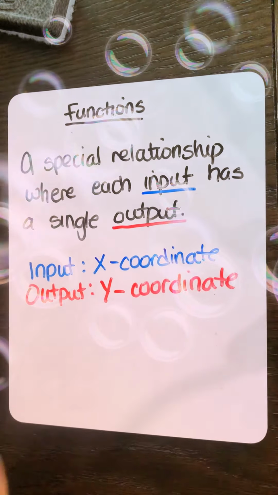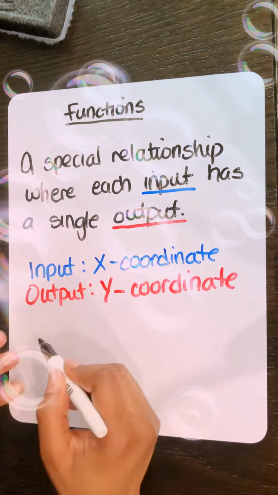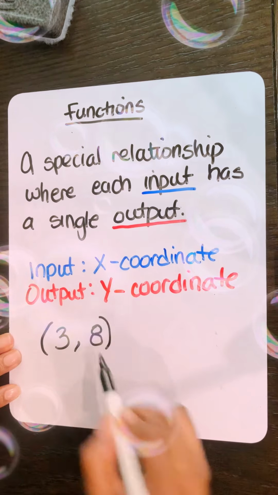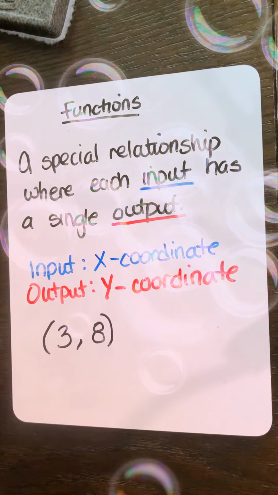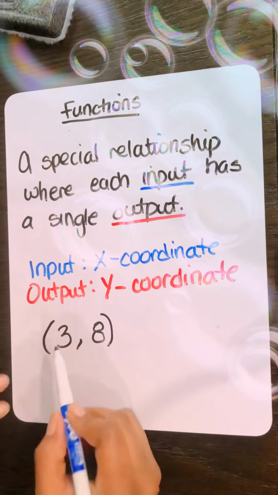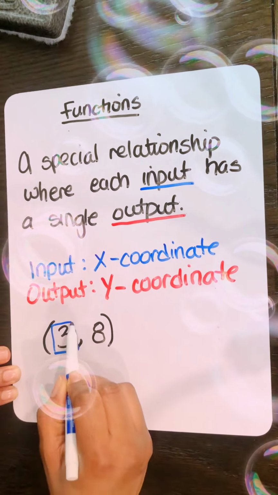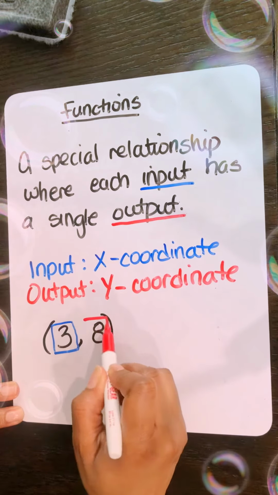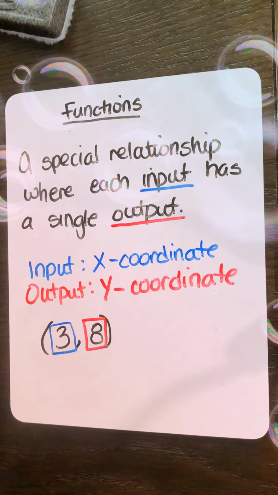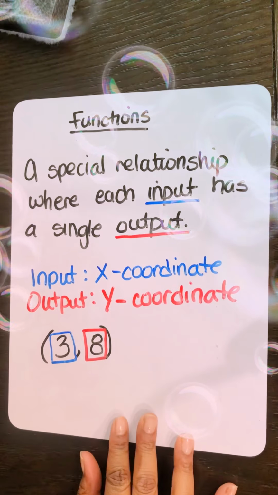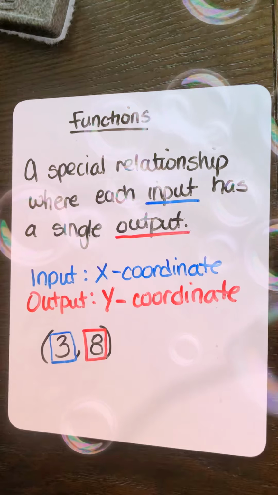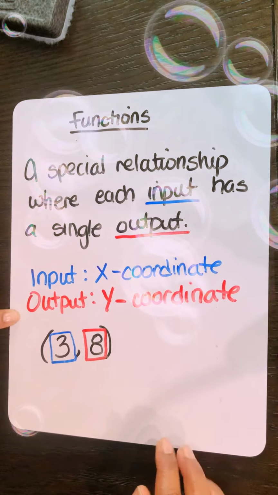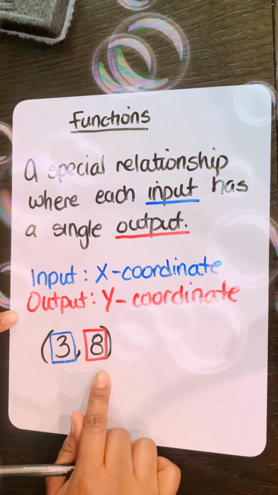For example, we have a set of ordered pairs, 3 and 8, right? Our input would be our x-coordinate, which is 3, and I'm going to go ahead and circle that in blue. And our output would be our y-coordinate, which is 8. Okay? So basically what that means is a function is a special relationship where each input has only one single output. So the input of 3 only has an output of 8.